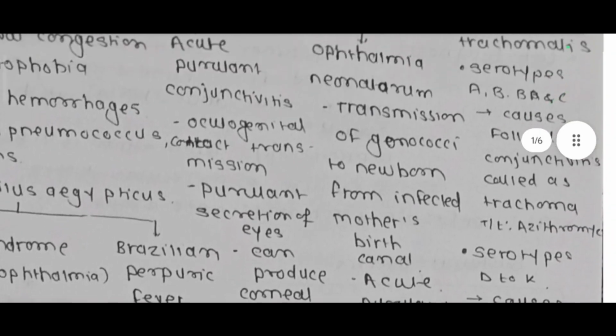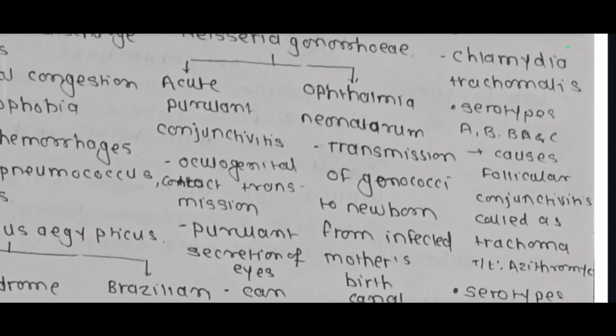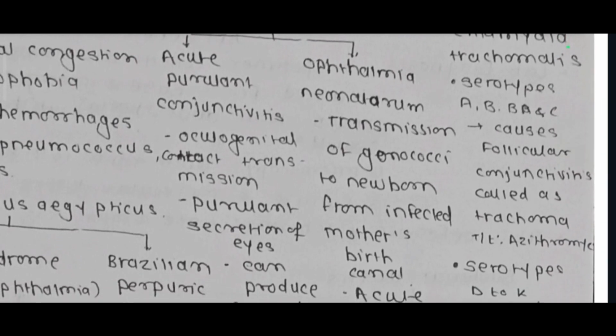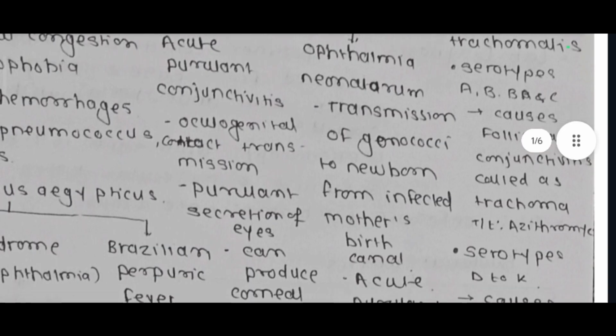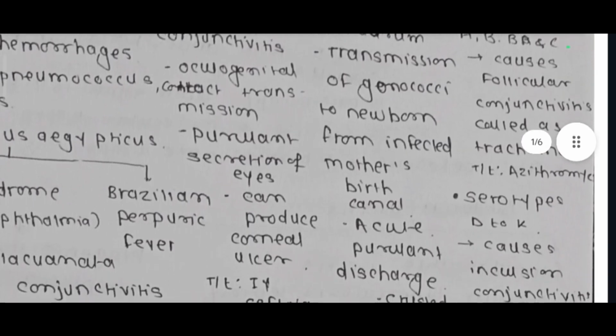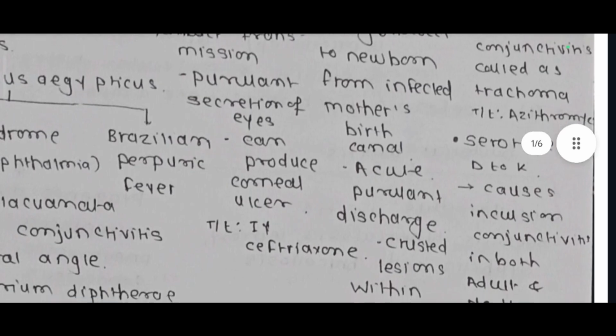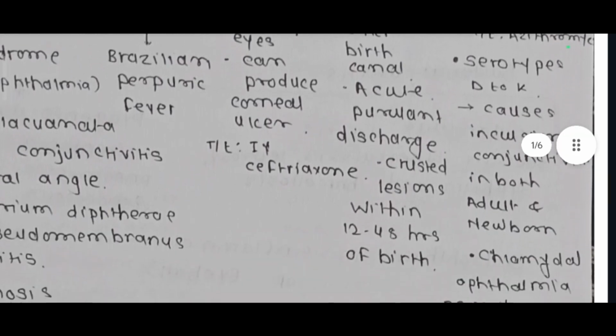Then second is ophthalmia neonatorum. In ophthalmia neonatorum, transmission of gonococci to the newborn occurs from the infected mother's birth canal, with acute purulent discharge and crusted lesions within 12 to 48 hours of birth.